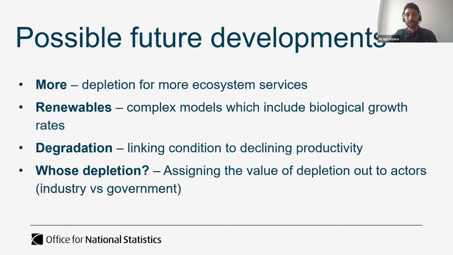Degradation. As mentioned at the start, degradation relates to the decline in the condition or extent of an ecosystem and can have significant repercussions for its ability to provide continued flows of services. Estimating how environments have degraded and the extent that this is caused by humans before linking this to a reduced flow of services is a difficult and data-intensive task.